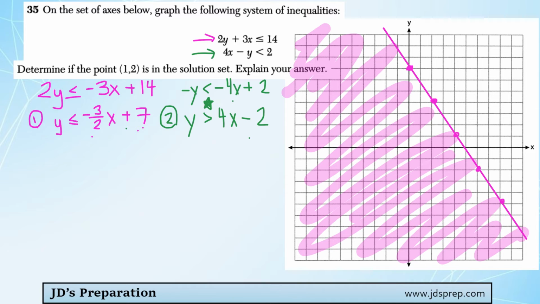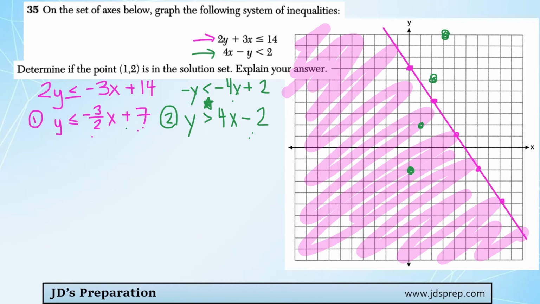Now looking at the other inequality, y is greater than 4x minus 2. Well, for this one, it has a y-intercept at negative 2 and a slope of positive 4. So that means we're going to move 4 up and 1 to the right to get to the next point. 4 up, 1 to the right. 4 up, 1 to the right.